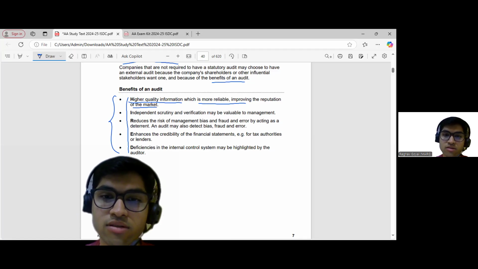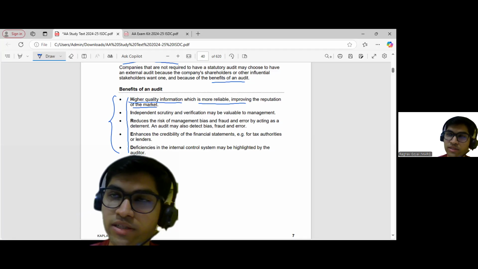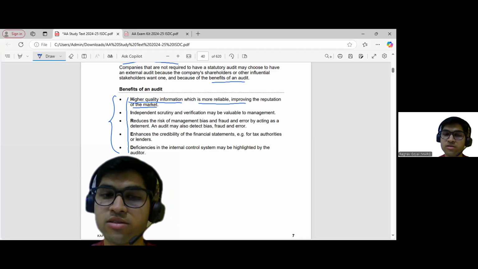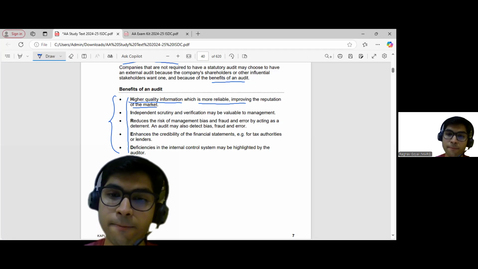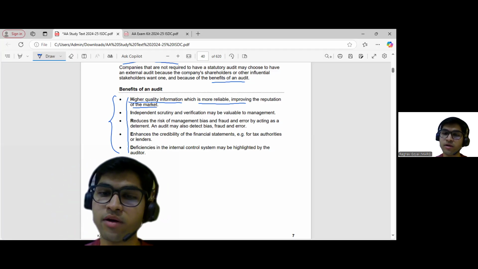Then this also reduces the risk of management bias, fraud and error by acting as a deterrent. An audit may also detect bias, fraud, and error. So basically, just like I referred to in the example before, if there is an audit function in place, the incentive for management to defraud and make errors reduces a lot. Then it also enhances the credibility of financial statements for tax authorities or lenders. The tax authorities will believe that yes, you have paid that amount of tax.